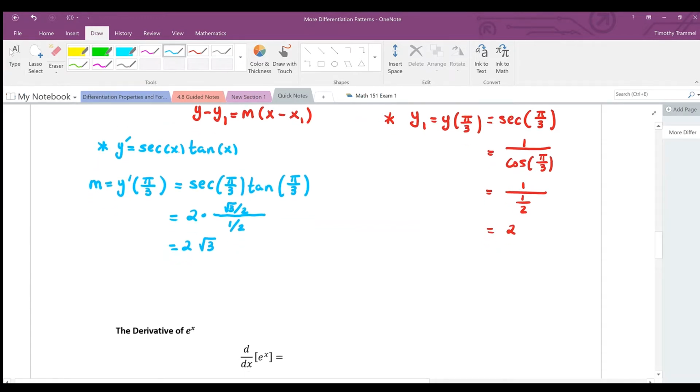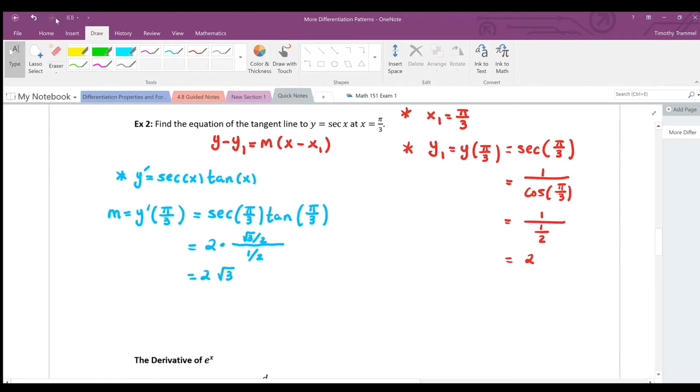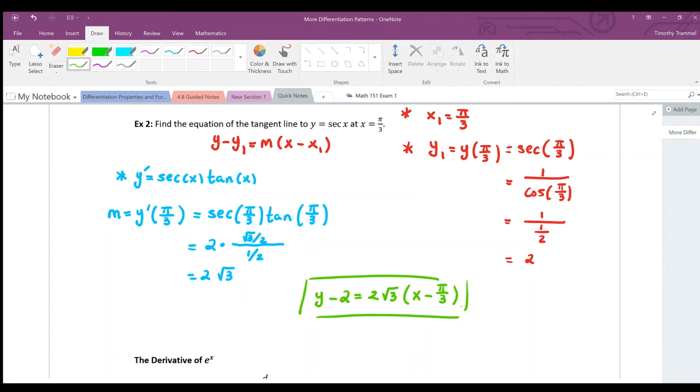All right. And now we can finally write the equation. So that equation should look like y minus y1, which we found to be 2, is equal to m, which we found was 2 times the square root of 3, and then times x minus x1, and x1 was pi over 3. And so if it was on a test, you could leave your answer like this. If we're doing the online homework, you will need to solve for y, but that's just a little bit of algebra there.